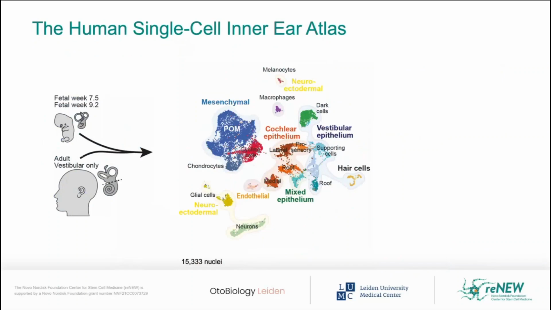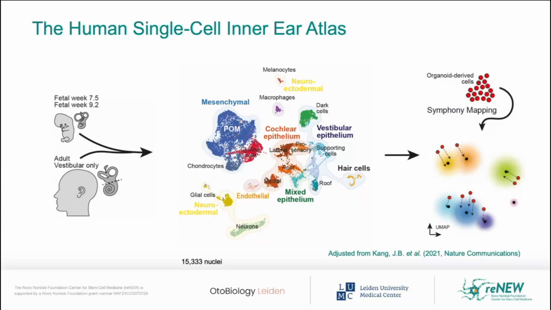To get a better understanding of how these otic cell types resemble the human inner ear, we also generated a small data set of two fetal stages of inner ear development, included an adult utricle ampulla, and also did single nucleus RNA sequencing on this. Then you get this atlas, which contains both vestibular epithelium, cochlear epithelium, and all mesenchymal associated cell types. We use a package called Symphony to see how the organoid data from the previous slide match with this atlas we just generated. So we try to project our cells onto this reference atlas.